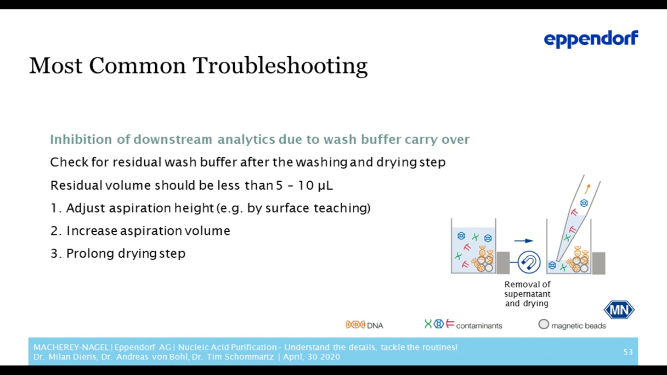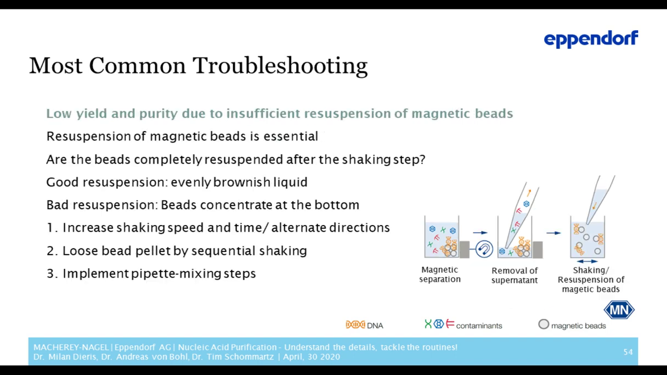If you see that the residual volume is higher than this amount, then you can start with the troubleshooting. The first step would be to adjust the aspiration height by surface teaching. This is a very simple task which can be done by yourself on the epMotion systems. If this does not help or only helps a little bit, then you can increase the aspiration volume. So if you aspirated 600 microliters before, you then aspirate 650 microliters. And as a third solution, you can prolong the drying step to evaporate the residual ethanol. These three tips should always help you, in combination or as a single task, to get rid of your qPCR inhibition or to increase your performance.